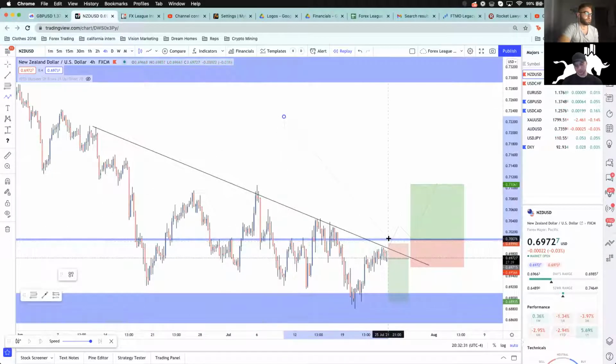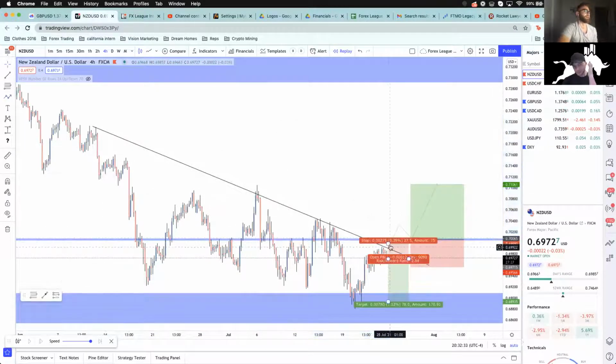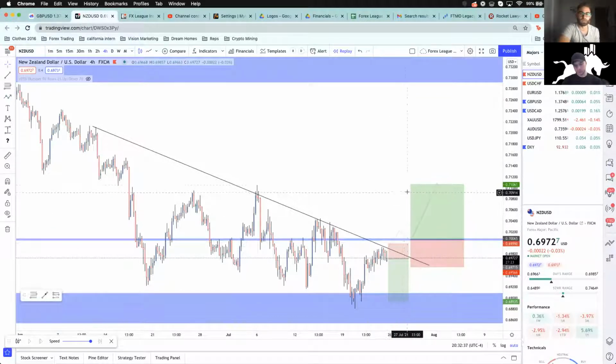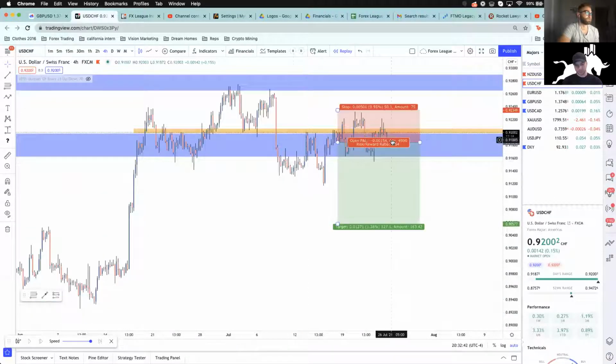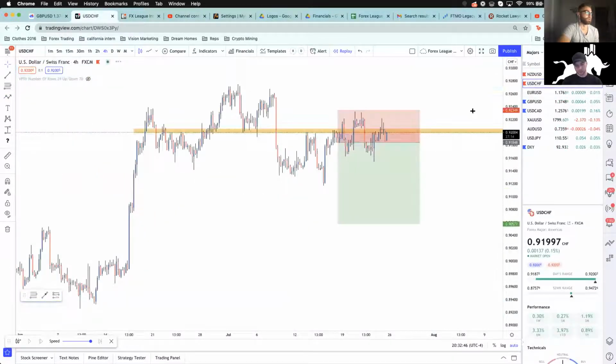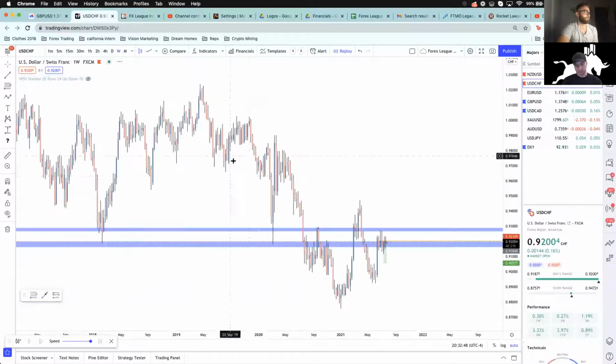So if price does manage to get up in this area and break it, as soon as it retests this, I'm going to go long on that. So that's NZD USD, looking for shorts right now. And then if it does break, we're going to go long. Let's look at USDJPY next.